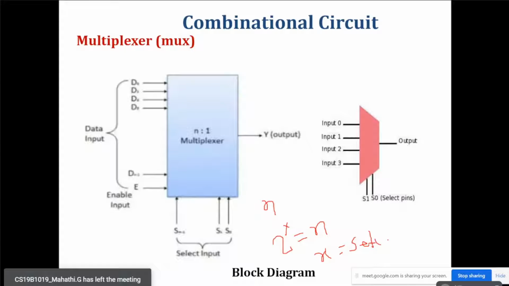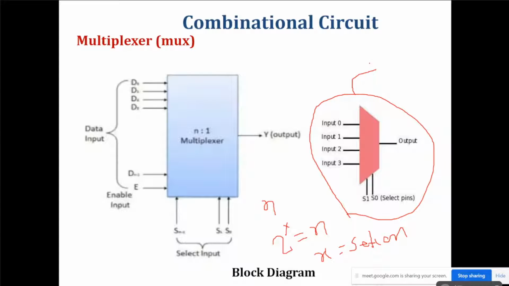And whenever you see a symbol like this, we can say that this is the function of the circuitry: it will provide multiplexing. So this is a multiplexer. This is for 4 inputs. So for 2 inputs, 8 inputs, 16 inputs, 32 inputs, we can make the multiplexer.